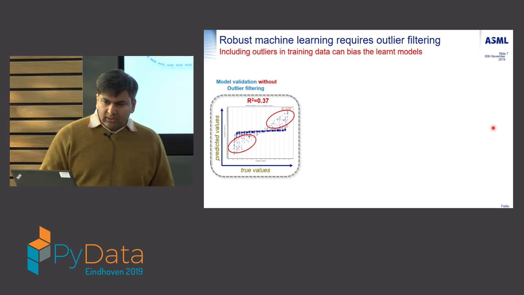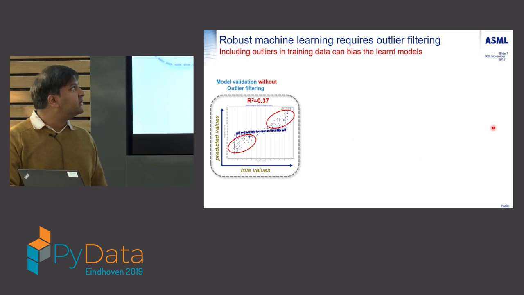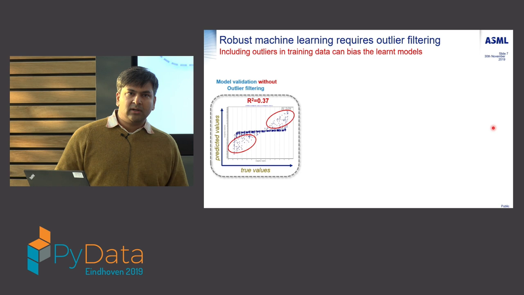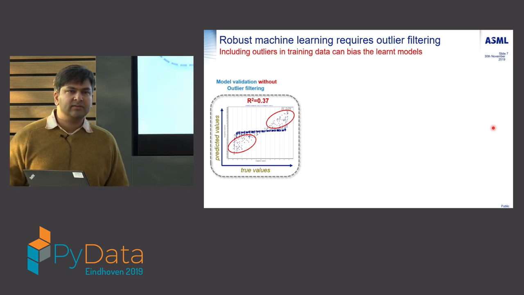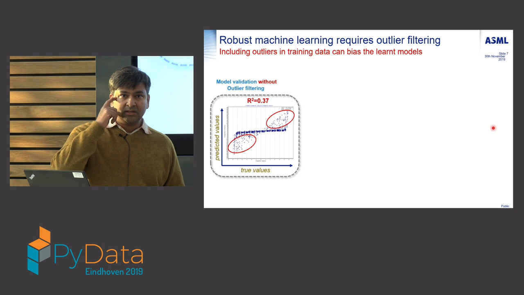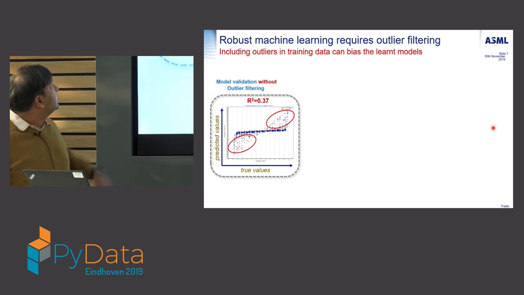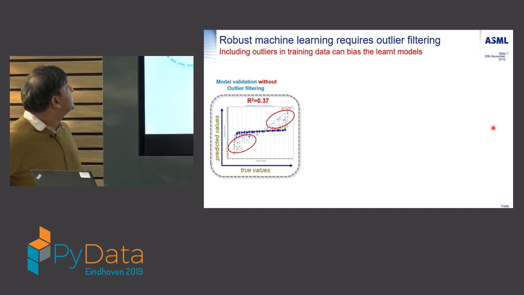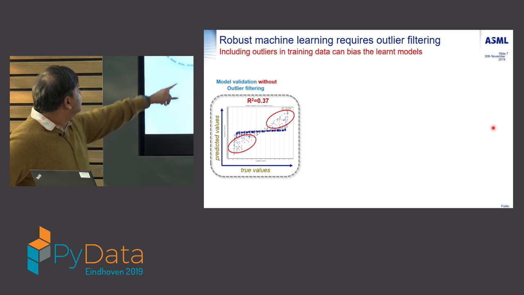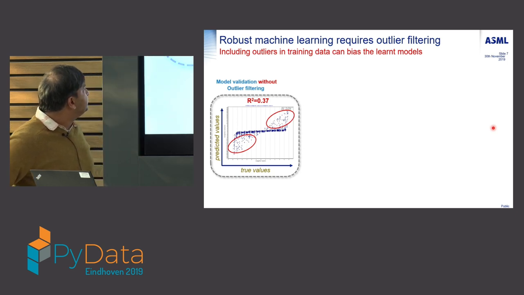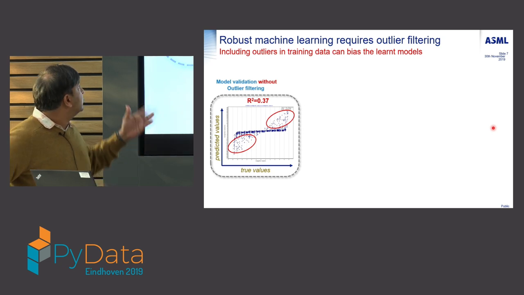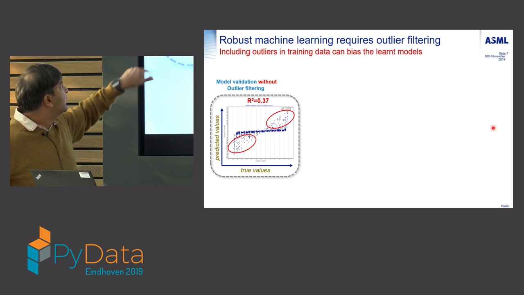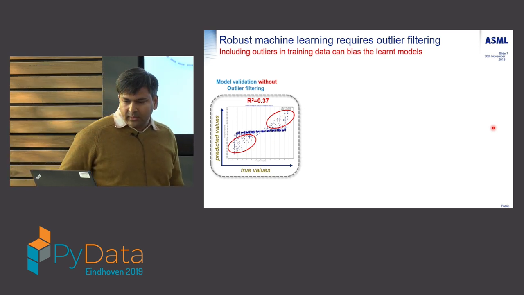As I told you, we use machine learning solutions to measure overlay on wafers, and any kind of machine learning solution requires good training data. What I mean by good training data is that if there are any outliers, you need to detect them and take them out. Right? So here, what you see is the performance of our machine learning model when there were some outliers in our training data. What is shown here are true values versus predicted values. So for a good model, the correlation between these two should be very high. And what you see here is that the correlation is not very high. So the model is not performing well.